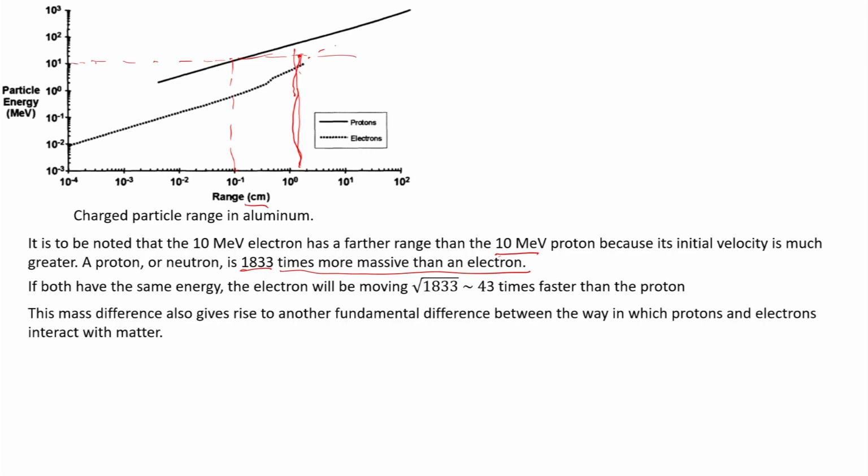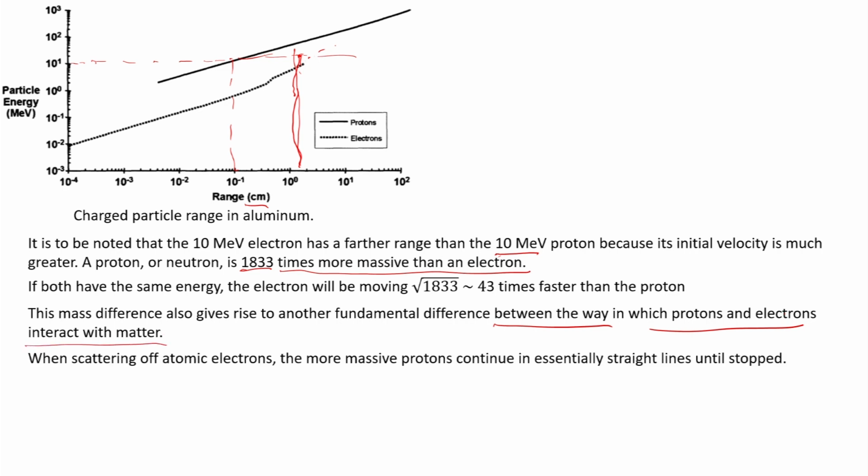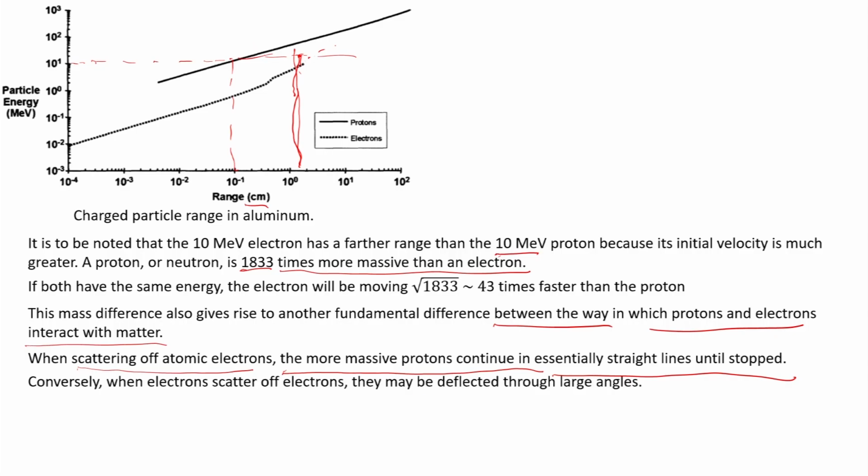And this mass difference also gives rise to another fundamental difference between the way protons and electrons interact with matter. When scattering off atomic electrons, the more massive protons continue essentially in straight lines until stopped. So, somewhere it will stop, meaning it will impart all its energy. So, for the proton it is a straight line, whereas the electrons can be scattered.